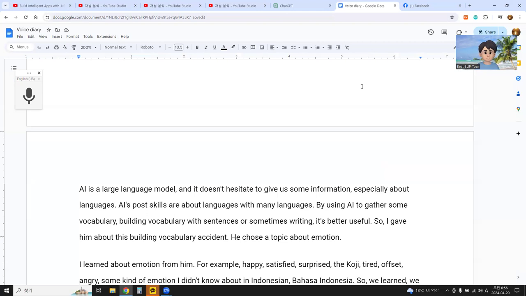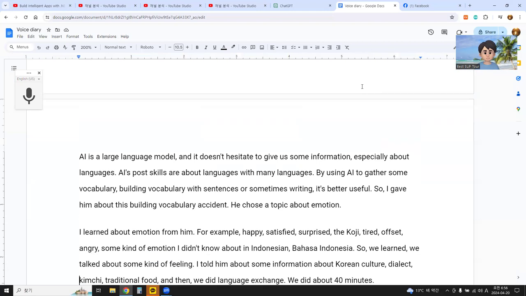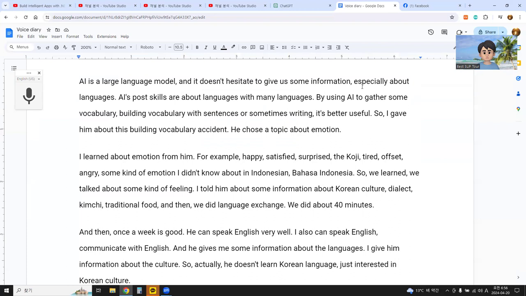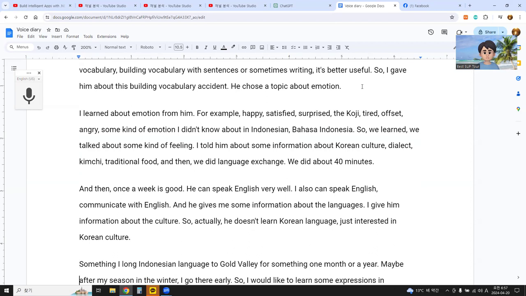And he chose a topic about emotion. I learned about emotions, for example happy, satisfied, surprised, cozy, tired, upset, and angry, some kinds of emotion. I didn't know them in Indonesian, Bahasa Indonesia. So we talked about some kinds of feelings. I told him information about culture, dialect, kimchi, traditional food, and then we did language exchange. We did about 40 minutes, once a week, and it's good.